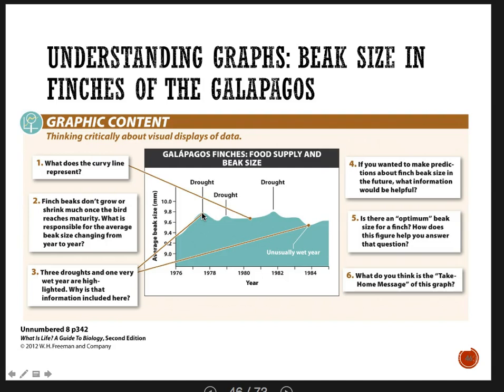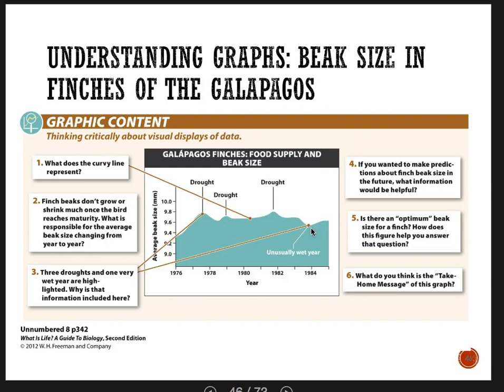And that's because in drought conditions, the large seeds from the plants are the ones that are more available. And so it takes a big beak in order to break up the large seed. So the birds with the large beaks are the only ones that can survive on those large seeds, and so those are the ones that survive to reproduce. In wetter years, like here or here, the small seeds that are produced by the plants come out in abundance, and they're growing really fast and producing these small seeds, and the birds with smaller beak sizes are the ones that can handle those smaller seeds.